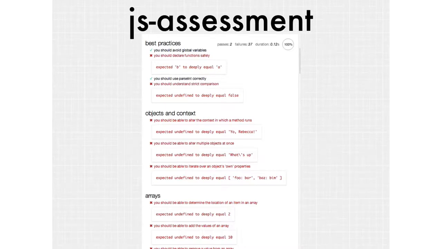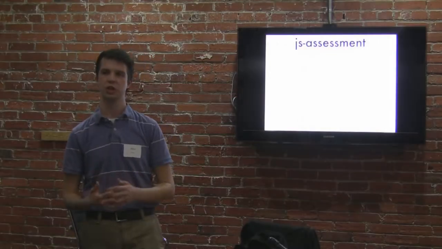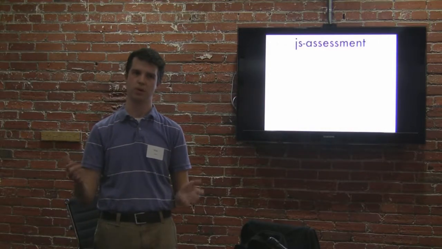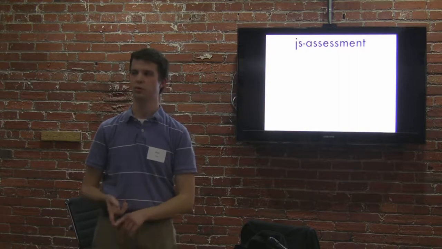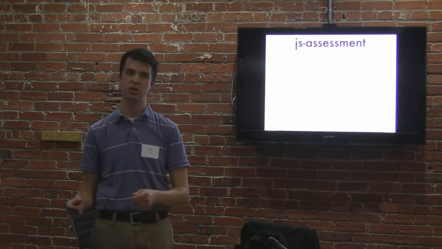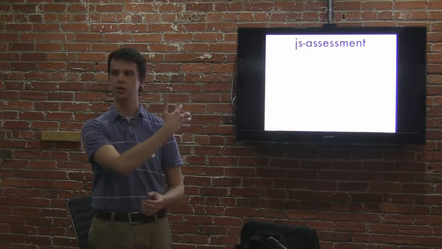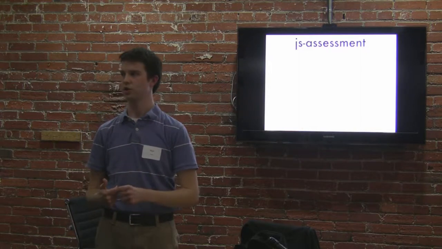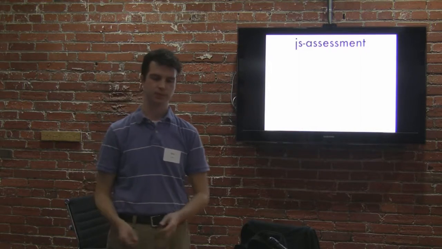So the first one is something like, use parseInt correctly and use the radix parameter, or don't define global variables. And as you're making changes, you refresh and you can see how much progress you're making. And a lot of these are really hard.